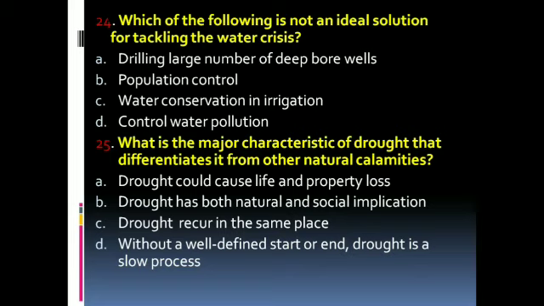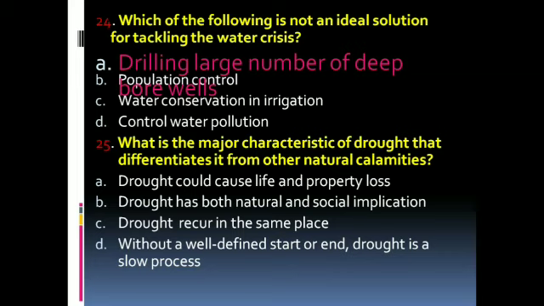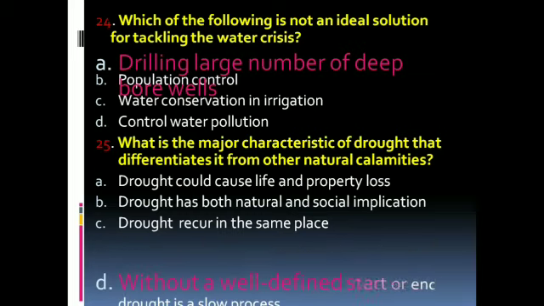Next question, what is the major characteristic of drought that differentiates it from other natural calamities? So drought could cause life and property loss. Drought has both natural and social impacts or implications. Drought recurs in the same place. Without a well-defined start or end, drought is a slow process. So drought is a slow process and may continue for a long period of time. So therefore, D is the right answer.